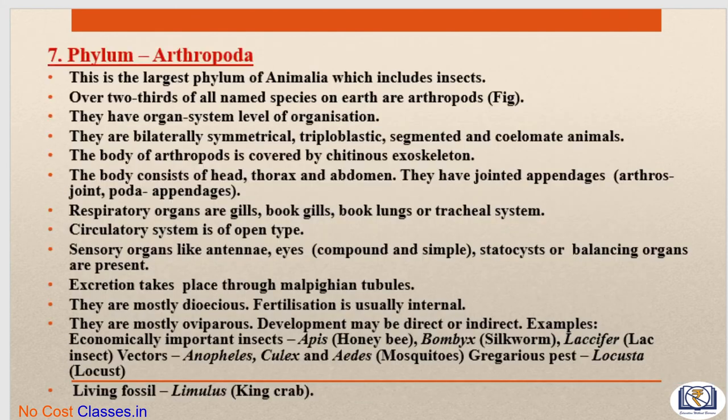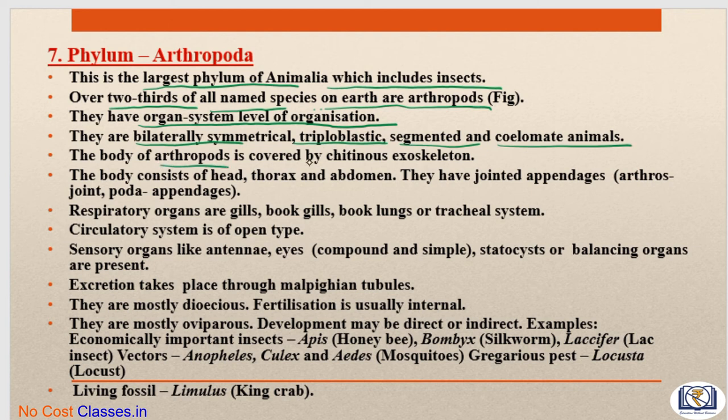Now, next we'll move to the next phylum, Arthropoda. It's a well-known phylum. You all know about this. The animals present are cosmopolitan in nature. It's the largest phylum of Animalia, which includes insects. Over two-thirds of all named species on the earth are arthropods, right? Because it's the largest one. They have organ system level of organization, that means they are well developed. They have bilateral symmetry, and are triploblastic, segmented, and coelomate animals.